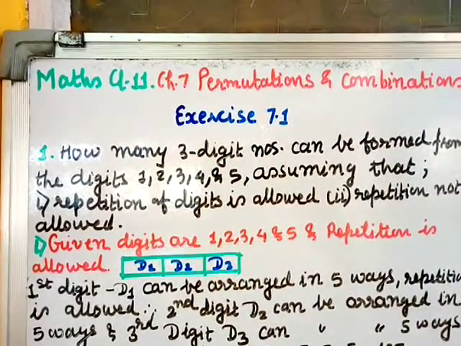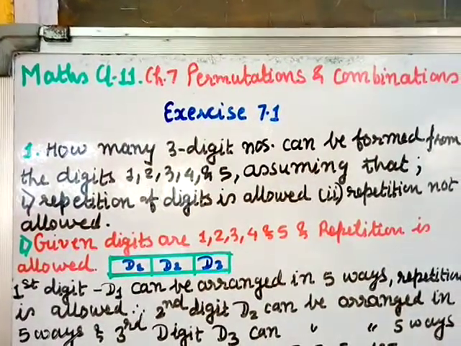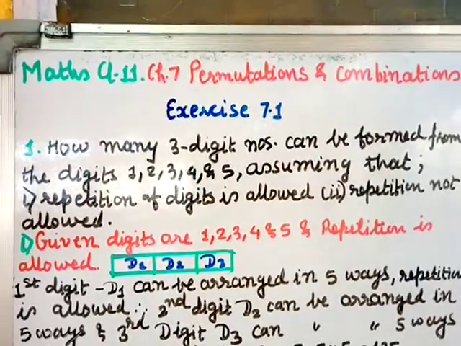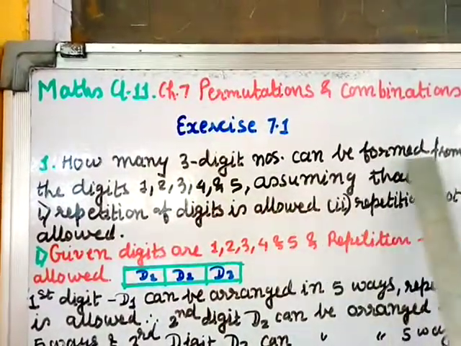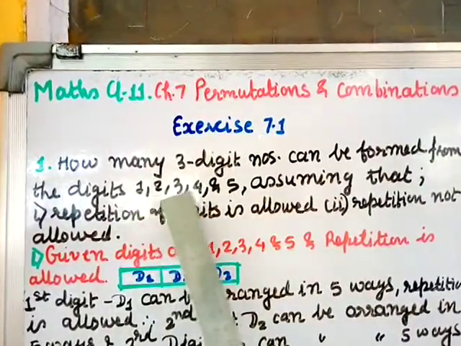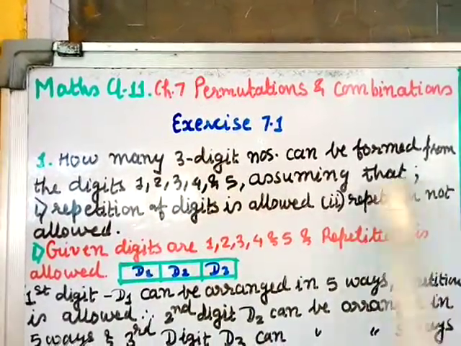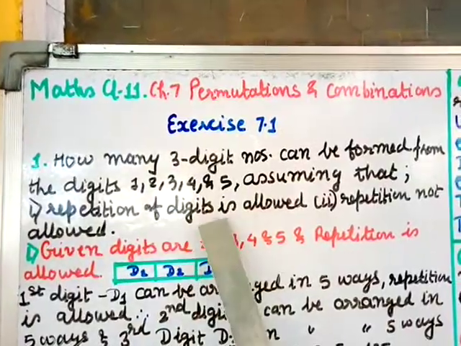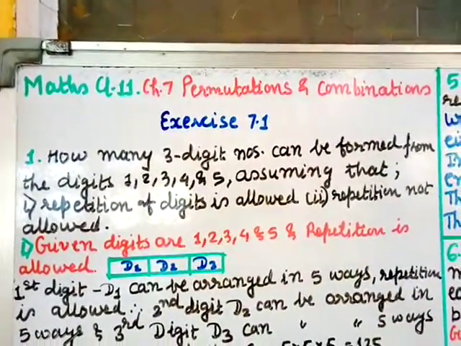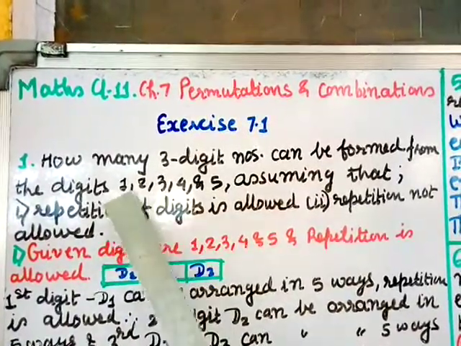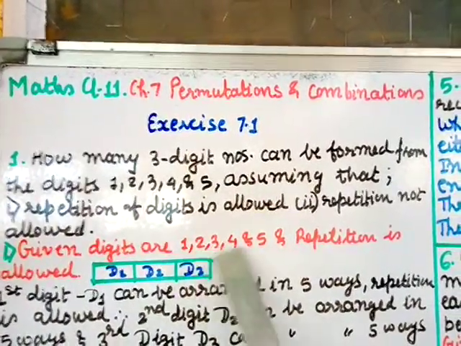Mathematics class 11 chapter 7 permutations and combinations exercise 7.1 question number 1. How many 3 digit numbers can be formed from the digits 1, 2, 3, 4 and 5, assuming that part 1, repetition of digits is allowed, part 2, repetition is not allowed. So in part 1, given digits are 1, 2, 3, 4 and 5.